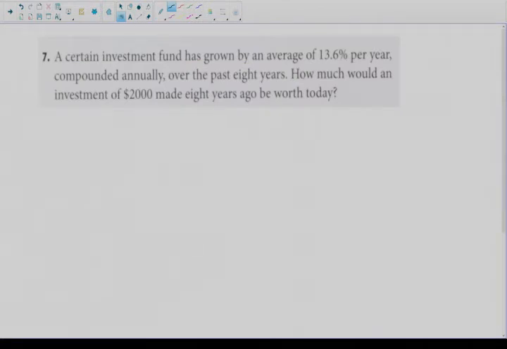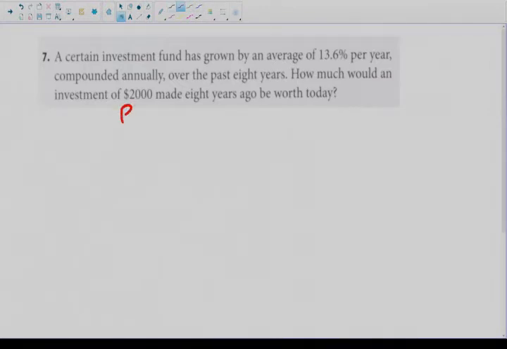A certain investment fund has grown by an average of 13.6% per year compounded annually over the past 8 years. How much would an investment of $2,000 made 8 years ago be worth today? So they're trying to turn the wording around on you a little bit here. How much would an investment of $2,000 made 8 years ago? But this is still just an investment of $2,000. So this is still your principal.